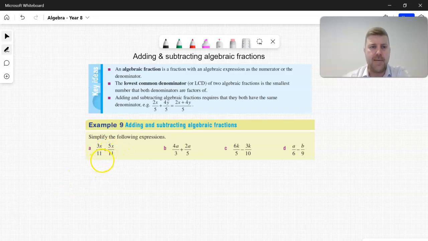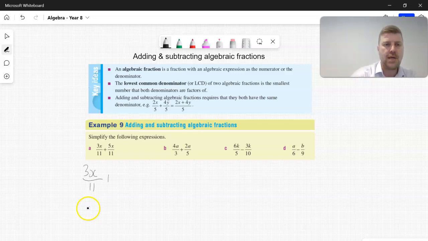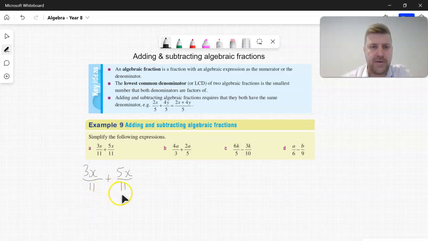So 3x over 11 plus 5x over 11. They both already have the same denominator, which is 11. The numerator in the first fraction is 3x. The numerator in the second fraction is 5x. They are like terms because they have exactly the same variable, x. So I can add those two together.